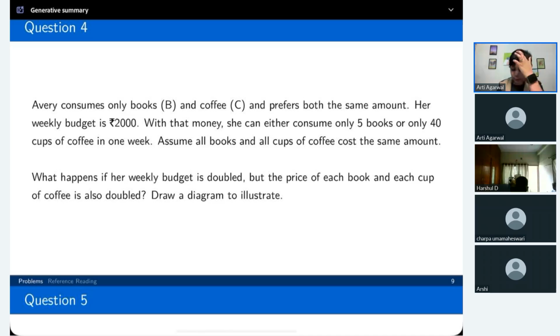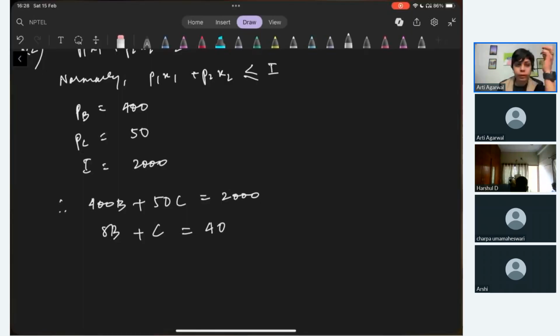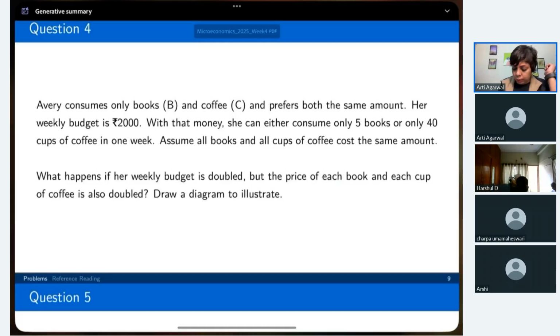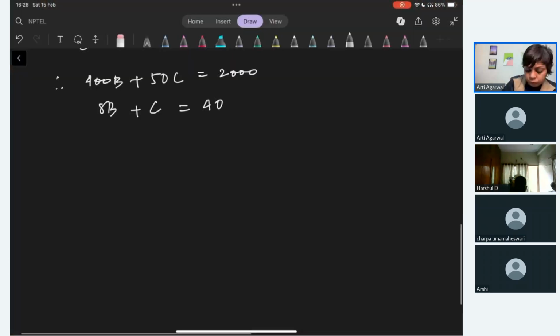Okay, so let's see what happens. Let's draw this and write this mathematically. Let's do this step by step. What is question number 4? In question 4, we are saying that the new price, say we call this PB prime, is equal to twice of PB, right?